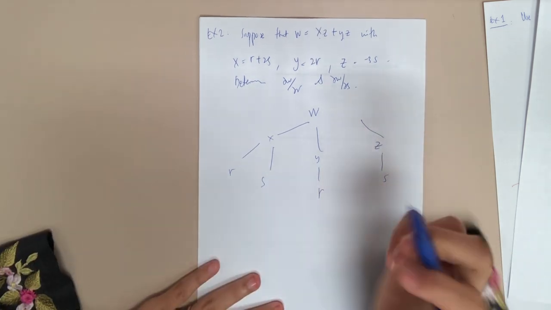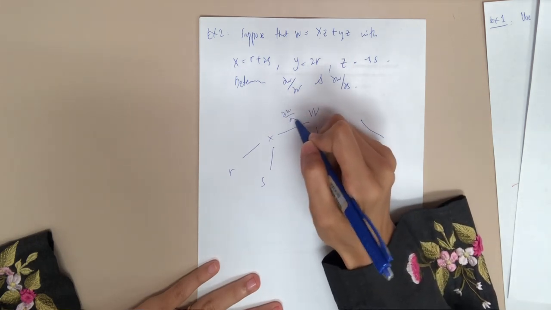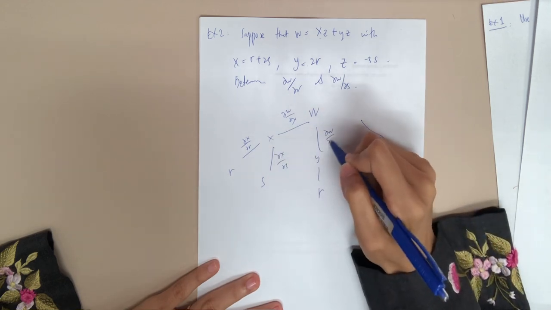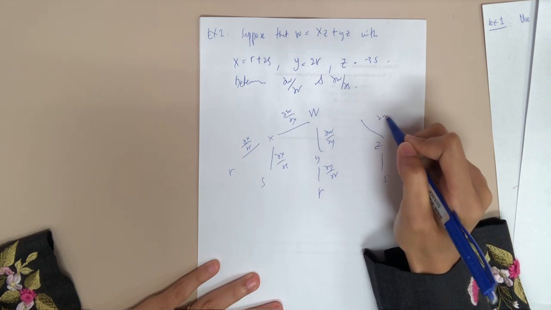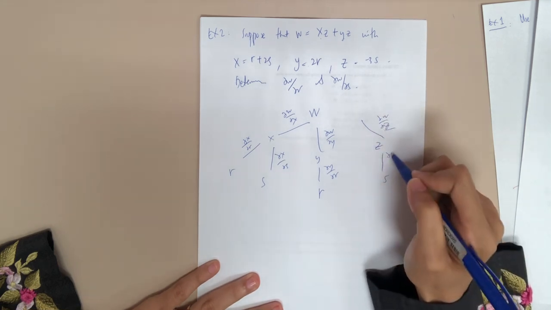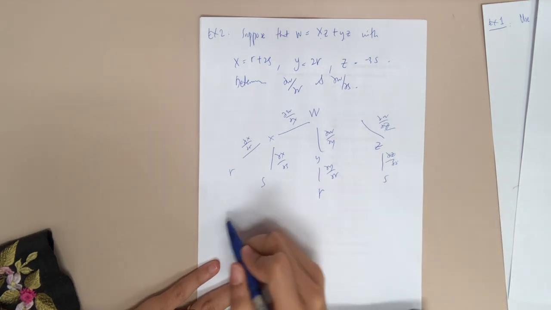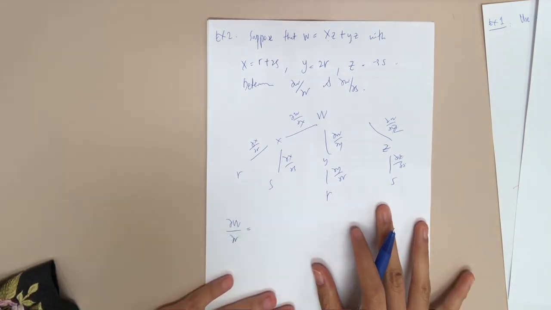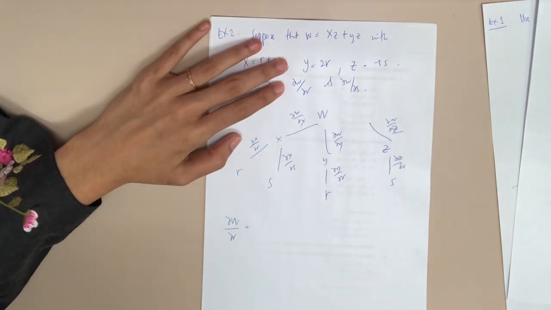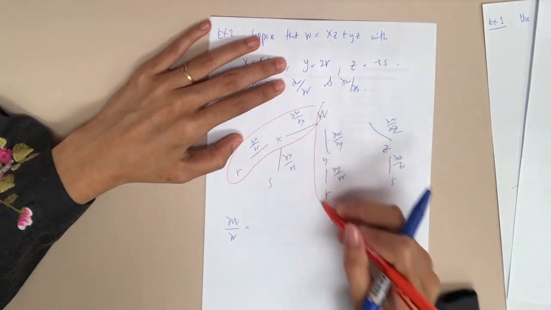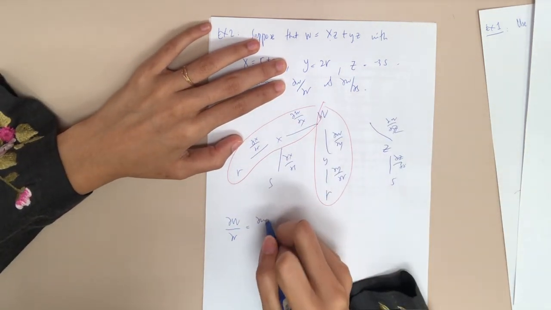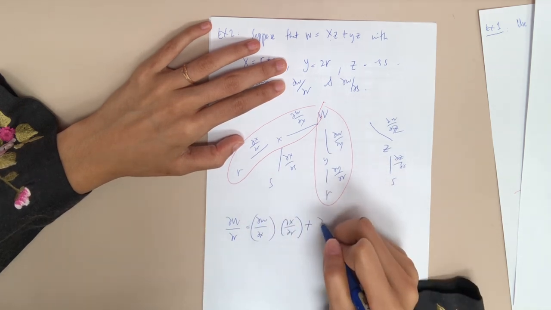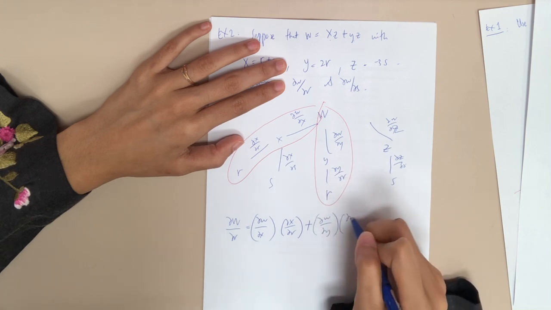Alright then, so you can fill up: dw/dx, dx/dr, this one is dx/ds, dw/dy, dy/dr, dw/dz, dz/ds. Okay, so now the question asks you to find dw/dr. Okay, dw/dr first. So dw/dr, which lines? This one and also this one. So dw/dx times dx/dr plus dw/dy times dy/dr.